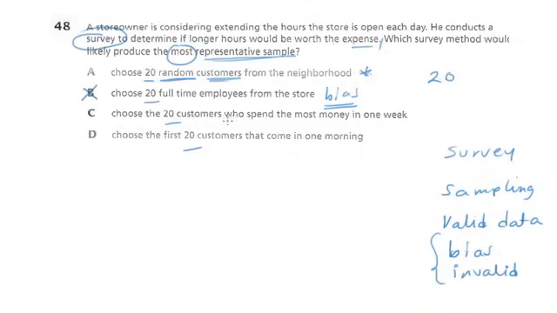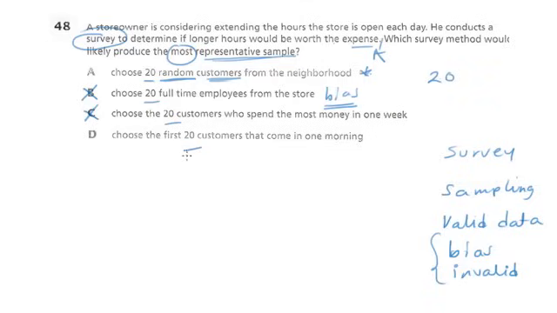C, choose 20 customers who spend the most money in a week. Okay, so he's conducting a survey to determine if longer hours would be worth the expense. The 20 customers who spend the most money are definitely important, but that doesn't necessarily mean that they're going to come back later, and it means that it's not really representative because he's probably got a lot of customers who don't spend a lot of money there as well. So I don't really like C. So far A is my top choice because it's just talking about customers in the neighborhood.